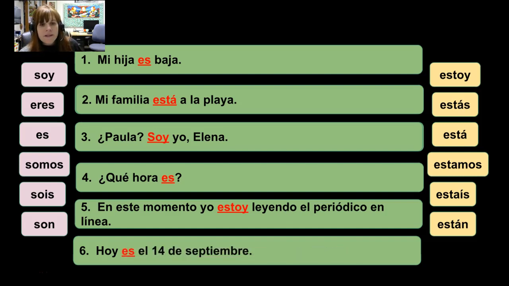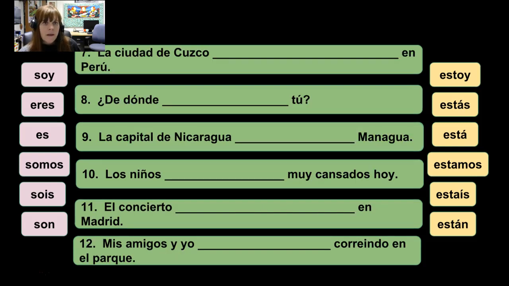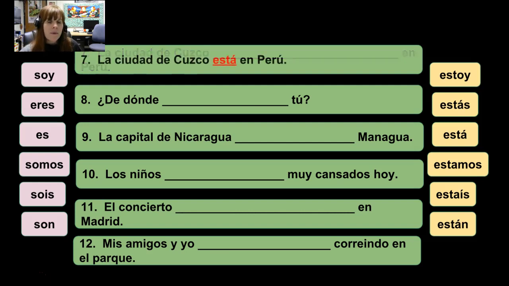Hoy es el 14 de septiembre. Anytime you're talking about the date, you're going to use the verb ser. La ciudad de Cusco está en Perú. So again, if you were paying attention a couple minutes ago when I talked about what makes sense and what doesn't, Cusco should always be in Peru, so it should be ser, but we didn't make the rules, we just have to follow them.